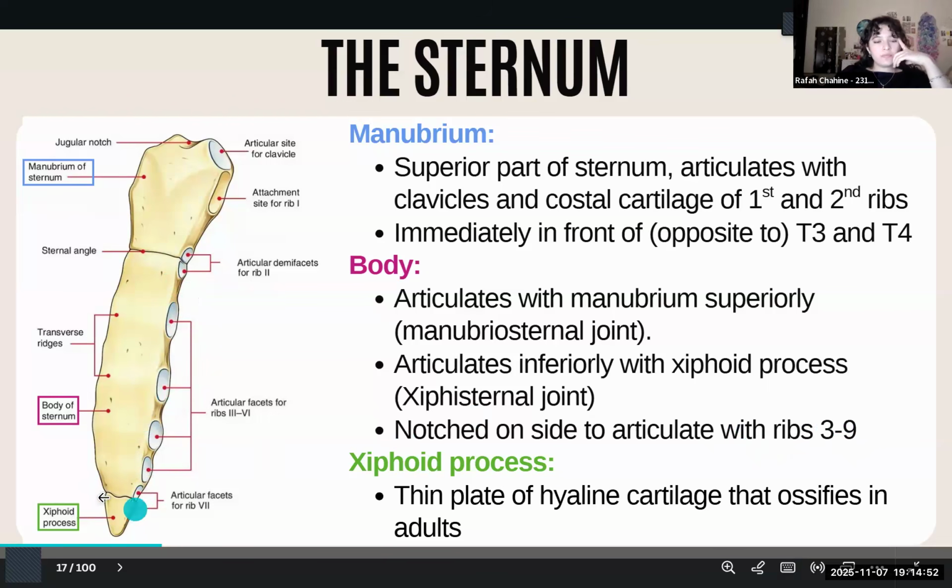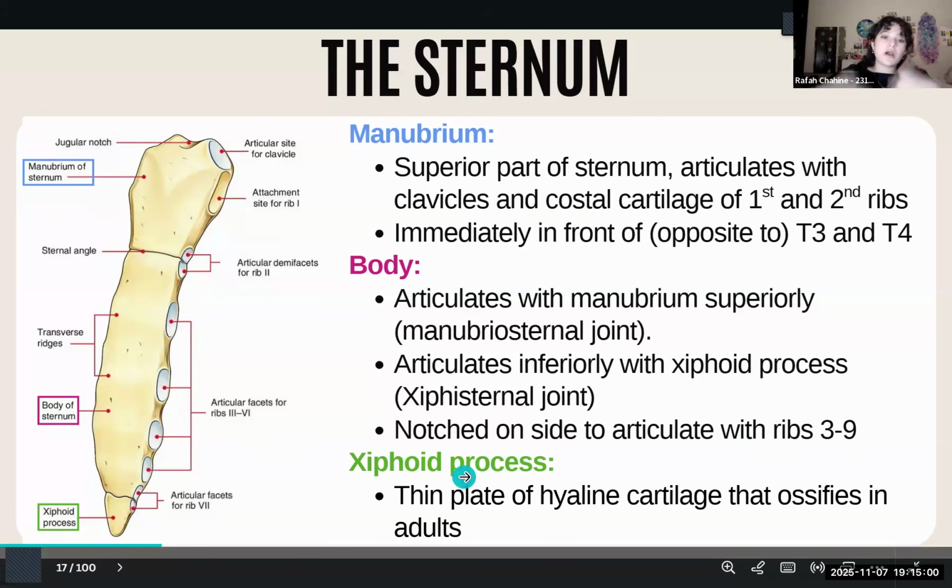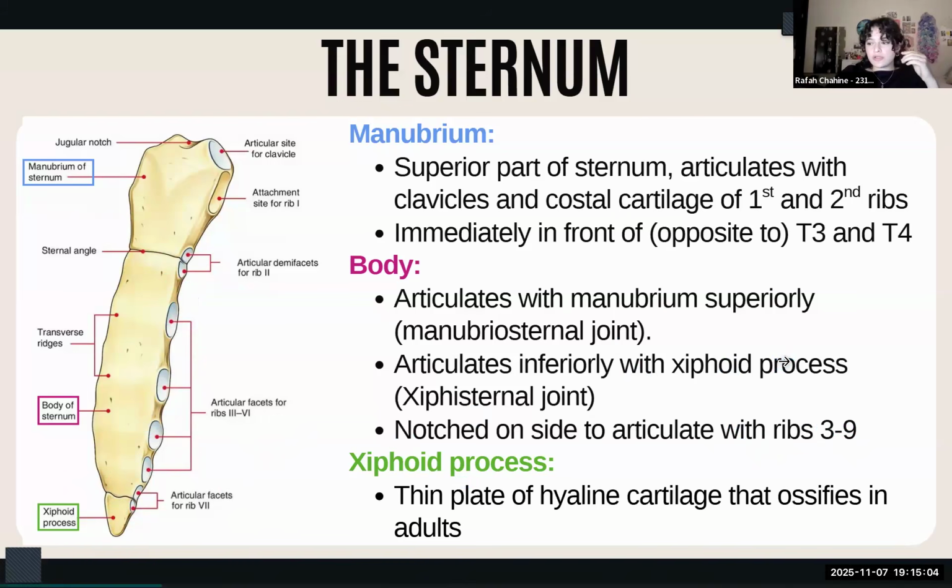Under the body of the sternum, we have the xiphoid process. This xiphoid process is not a bone, it's a hyaline cartilage, okay? It's a thin plate of hyaline cartilage that does become bone in your adult life, okay? Is the sternum clear?